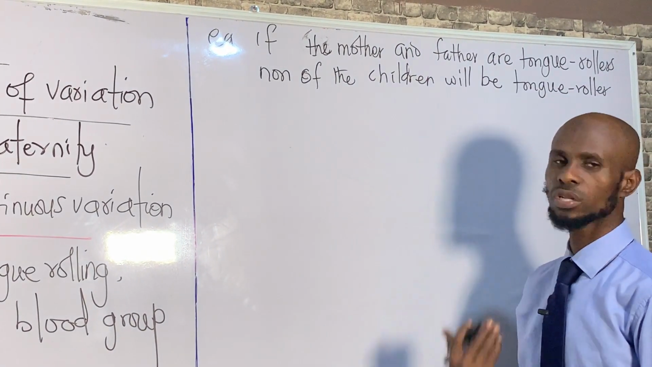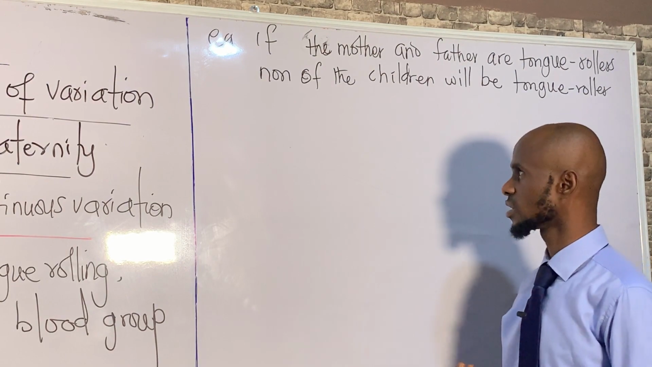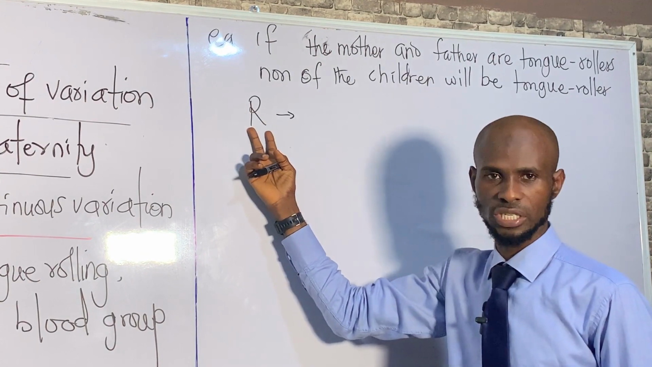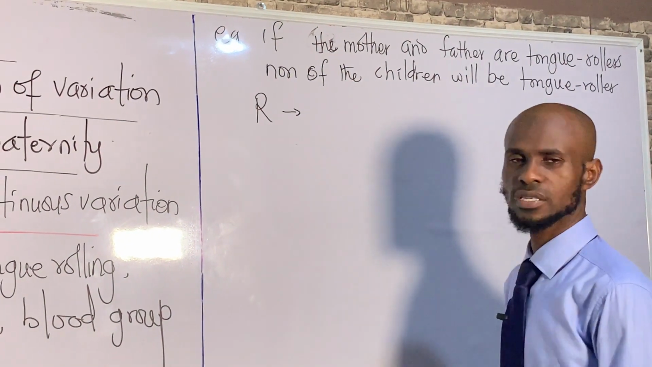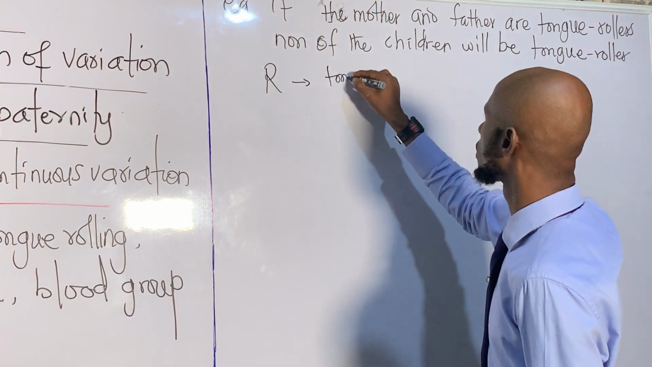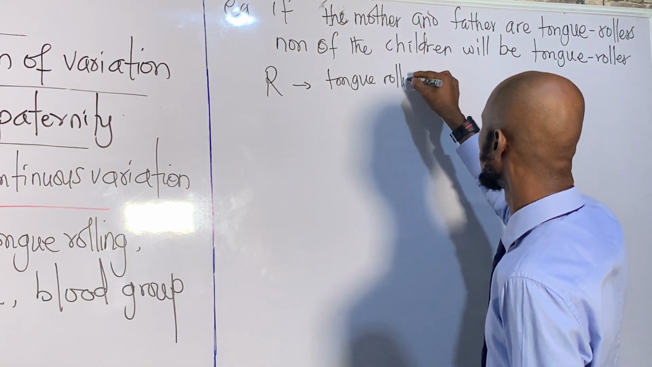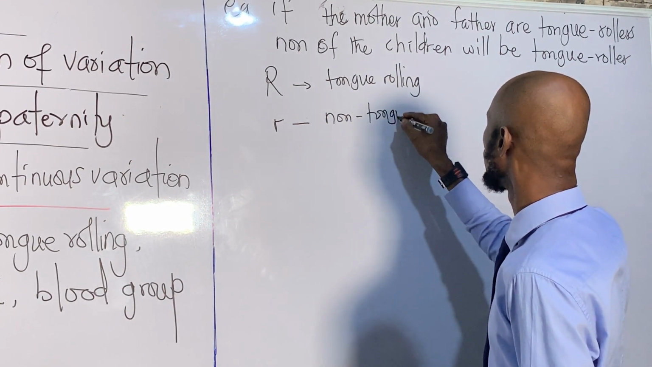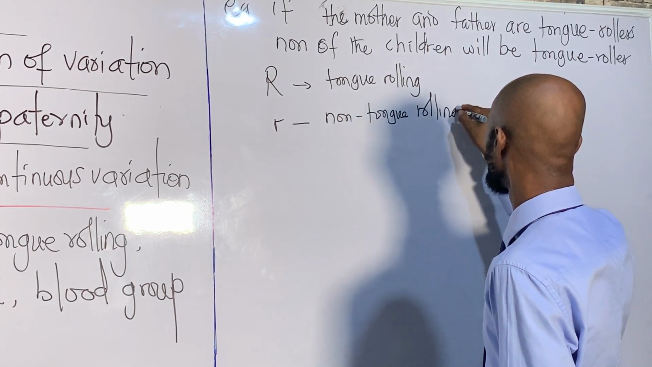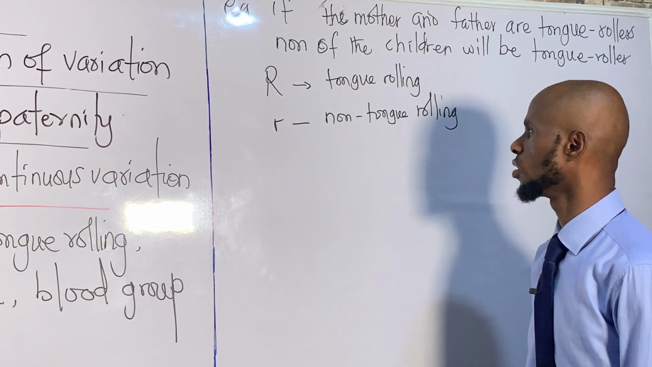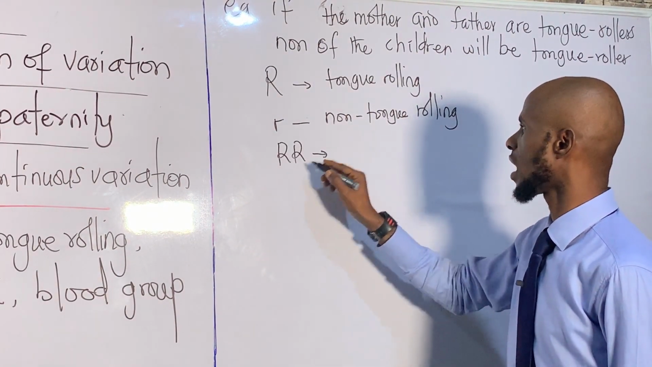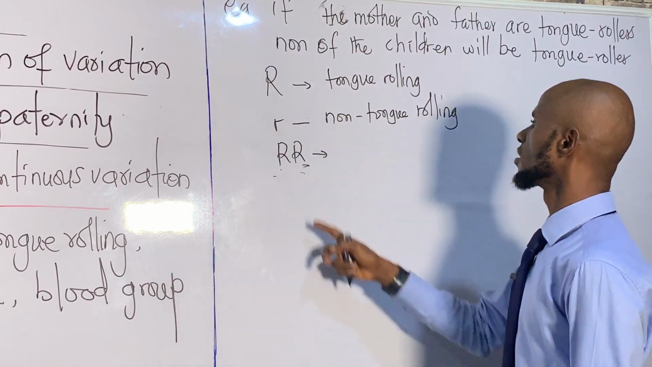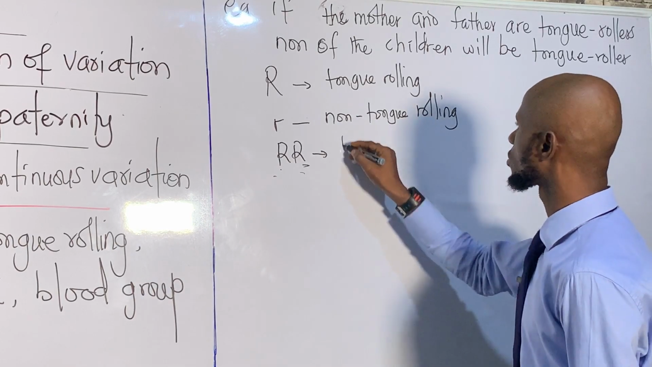Now let us define what tongue rolling is and what non-tongue rolling is. Tongue rolling is denoted by this allele or the gene. You refer to gene in the genetics class. So this is big R for tongue rolling, small letter r for non-tongue rolling. So if the person is a tongue roller, you must have the big R as the genotype. Combination of two genes will form a genotype, referred to in genetics class.